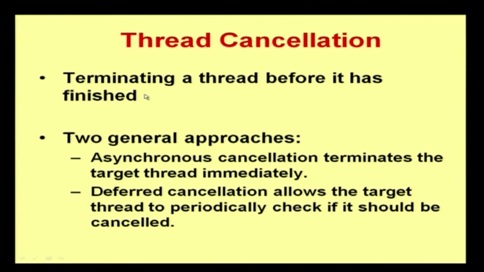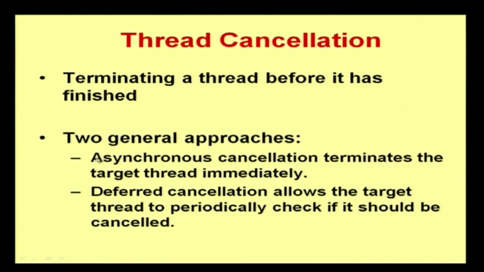What does it mean? You are stopping a thread from its action. Some process is going on and you want to interrupt that particular process and come out of it before it gets completed. Stopping the process is of two types. We will see the different types of thread cancellations. One is the asynchronous approach, the second is the deferred approach. Asynchronous cancellation terminates the target thread immediately, and deferred cancellation allows the target thread to periodically check if it should be cancelled.